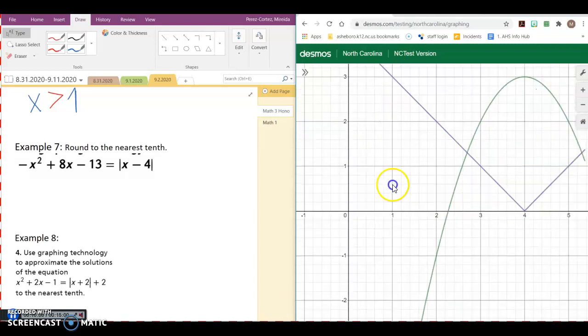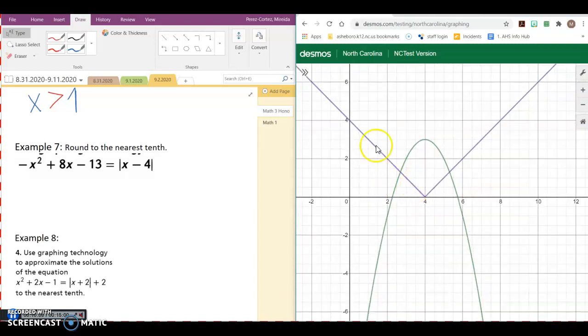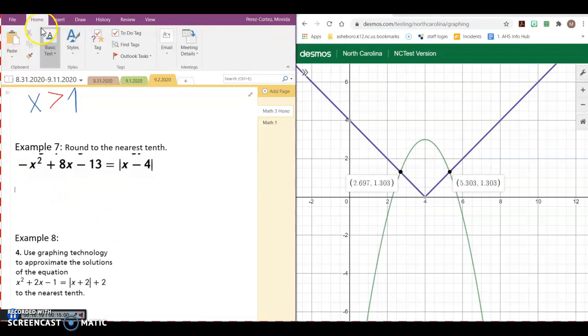All right, so here is my graph. I have an absolute value and a quadratic, and they intersect twice. So I'm going to have two answers. There's my first one, and there's my second one. And it says to round. So I'm going to round this.